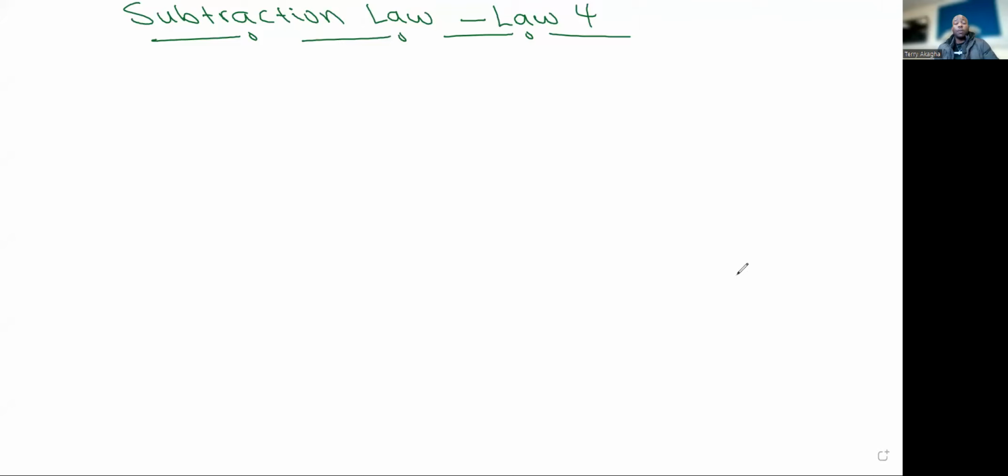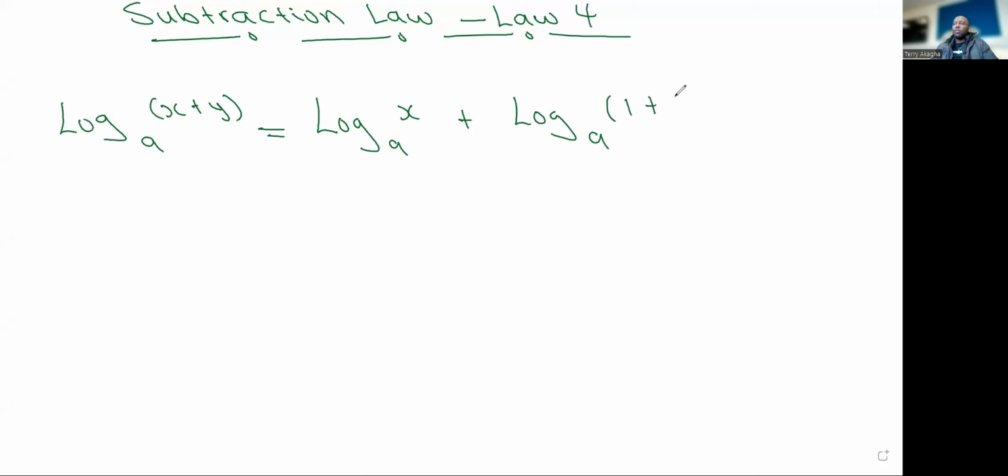So we're talking about the fourth law, which is the subtraction law. In the previous video, we talked about the addition law, where we had something like log_a(x + y), and we found that to break this down, it is going to be log_a x plus log_a(1 + y/x). We talked about this in the previous video and we solved questions on it. But now, what if we have log_a(x - y) this time? This is the subtraction law, x minus y.